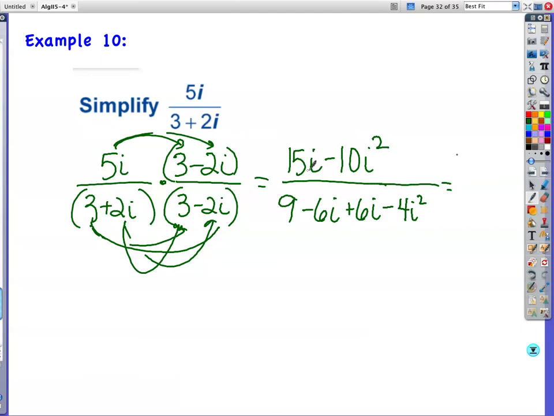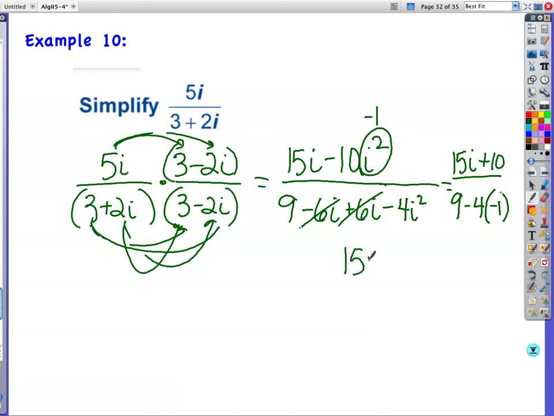All right, look at this top part. 15i, and then I have negative 10, and i squared is negative 1. So I have negative 10 times negative 1 is positive 10. Over. Now check this out. Negative 6i and 6i cancel out. Then I have 9 minus 4 i squared, and i squared is negative 1. So really, when I simplify this, I have 15i plus 10, divided by 9 plus 4. Ooh, I should have maybe done that all in one step. 15i plus 10 over 13.